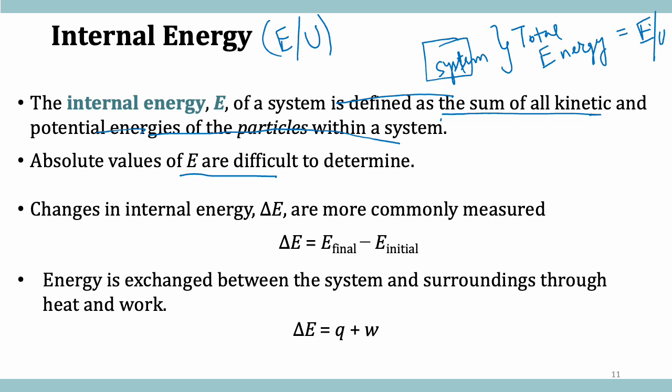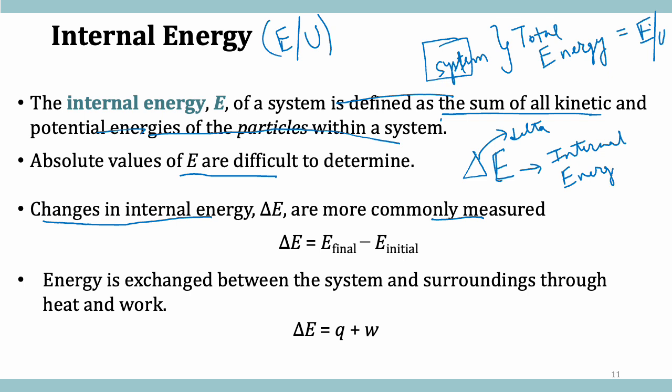So instead, what do we study? We study changes in internal energy. Those are the ones that are more commonly measured. What is change in internal energy? It's given by the symbol delta E. That is its abbreviation. What is delta? Delta is basically this triangle shape that we draw, and E basically stands for internal energy.